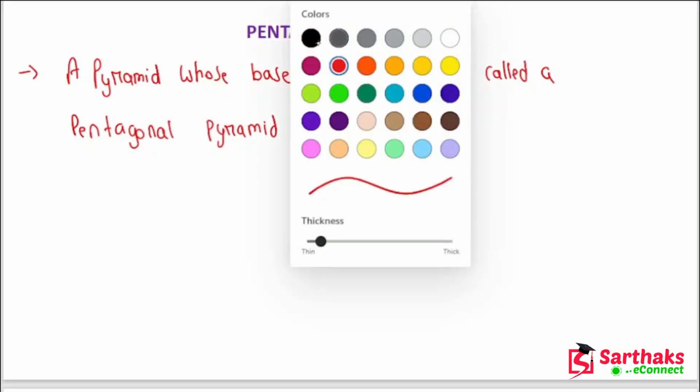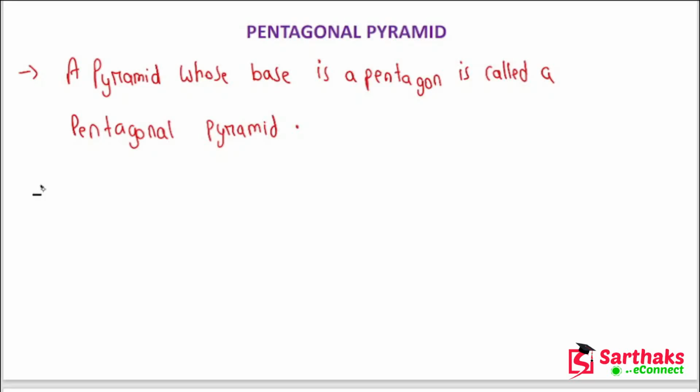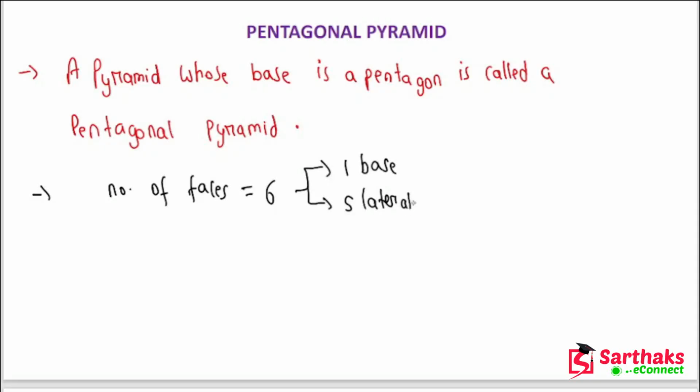Now let us talk about the edges, number of vertices and all of that. So clearly let us first talk about number of faces. Now it is a pentagon, right? So pentagon would be the base. Similarly, pentagon has 5 sides. So these 5 sides will contribute 5 triangular faces. So there will be 5 plus 1, that is 6 faces, in which one is the base, which is pentagon, and the 5 are lateral, which are actually triangles.